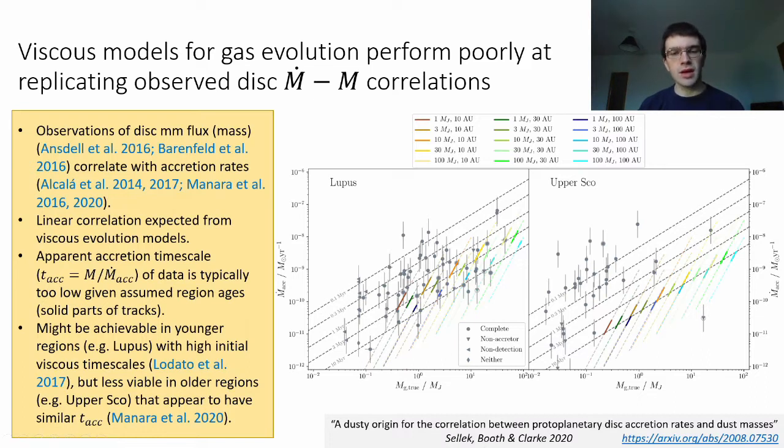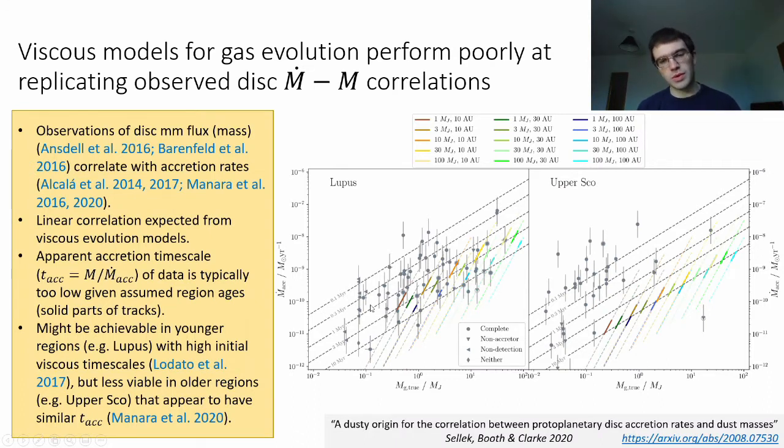And you can see on each track I've highlighted a section in solid, which represents on the left-hand panel 1 to 3 megayears and on the right-hand panel 5 to 10 megayears, as appropriate to the ages of Lupus and Upper Scorpius respectively. Now the existence of this trend when considering the dust masses has been used to argue that actually we can infer the total mass by scaling up by a factor of typically a gas to dust ratio of 100. But I think in Lupus, at least for these parameters I've looked at here, you can see that it's not wholly recovering this area of the data.